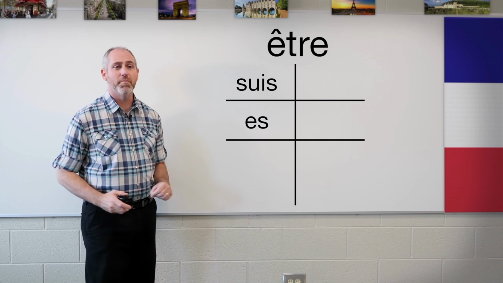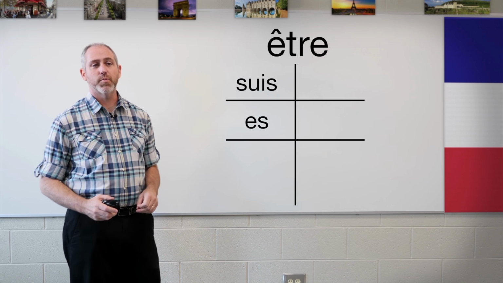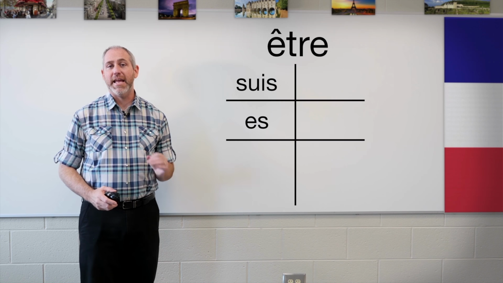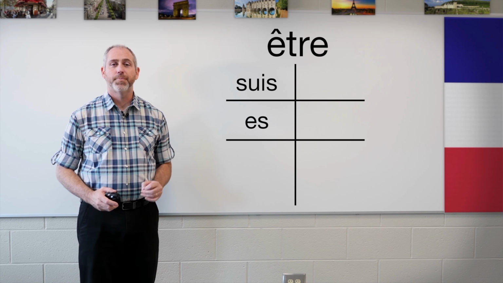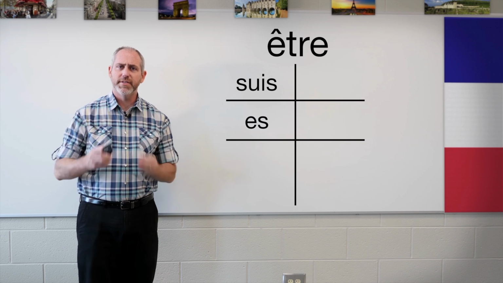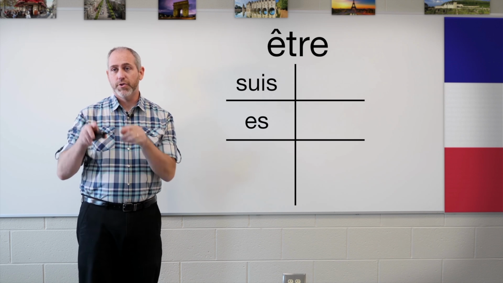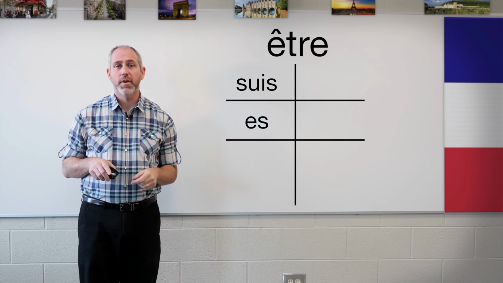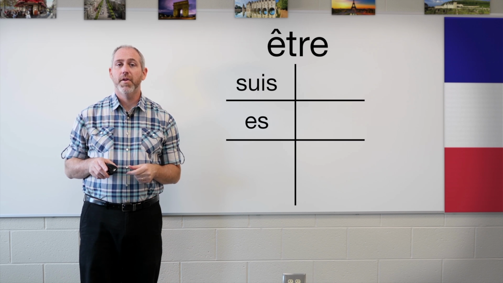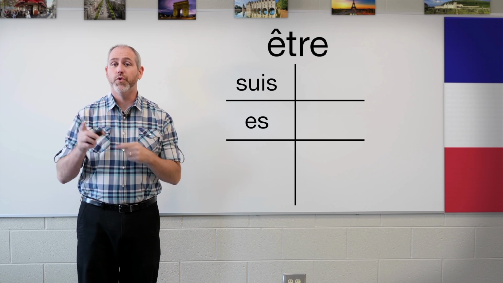All right, now in the second little box down here, or space, we're going to put es. E. All right, so I'm talking to you and I want to say you are. Tu es. Tu es. Because tu is right there on the middle left. E is on the middle left. So those go together. Tu es.